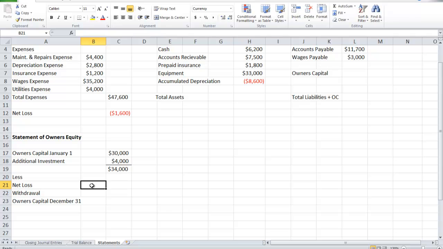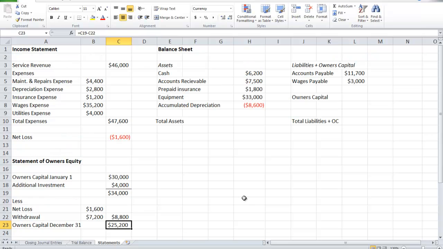So we add the additional investment to get up to $34,000. Now, since we had a net loss, we carry that down to $1,600, and we have to have a withdrawal. That's listed on the trial balance as $7,200, so we need to include that here. So we total up the loss and the withdrawal, which is $8,800, and then we subtract that from the owner's capital. So my owner's capital as of December 31st is $25,200.